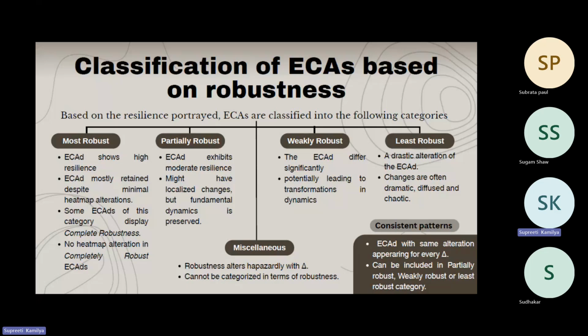Least robust, there's a drastic alteration of the ECAD, and changes are often dramatic, diffuse, and chaotic. This might eventually lead to class transition. So that comes under least robust.